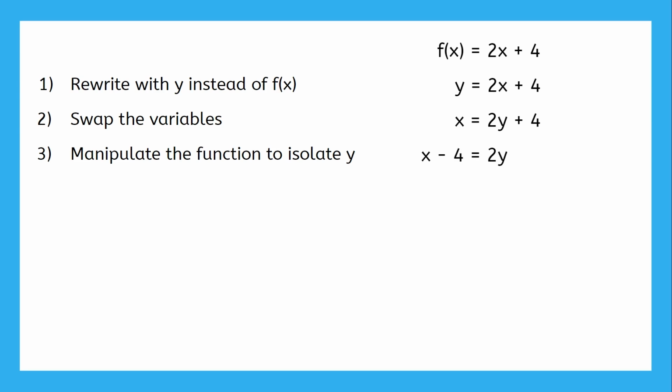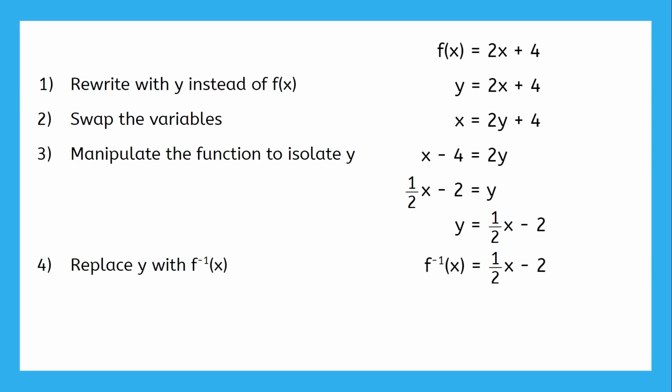Move the 4 to the other side by subtracting, then divide both sides by 2. Since we're used to seeing y on the left side, we can even flip the entire equation around. Finally, remember that this is the inverse of a function. Instead of y, write the inverse of f of x. The inverse of 2x plus 4 is 1/2 x minus 2.